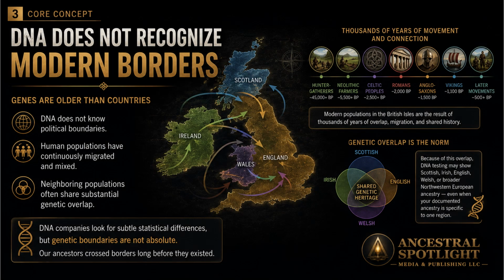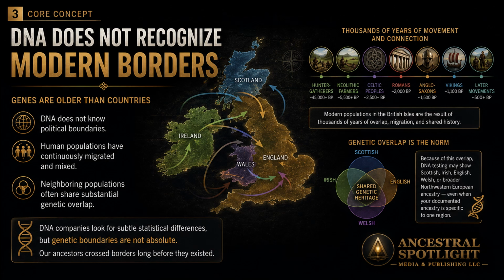One of the biggest misconceptions about ethnicity estimates is the assumption that modern countries have genetically distinct populations. For example, someone may ask, why does my DNA say Scottish instead of English? The reality is that the people of England, Scotland, Wales, and Ireland share thousands of years of shared ancestry. Ancient populations moved repeatedly across the British Isles through migrations involving hunter-gatherers, Neolithic farmers, Celtic-speaking peoples, Romans, Anglo-Saxons, Vikings, and later movements of people between neighboring regions.